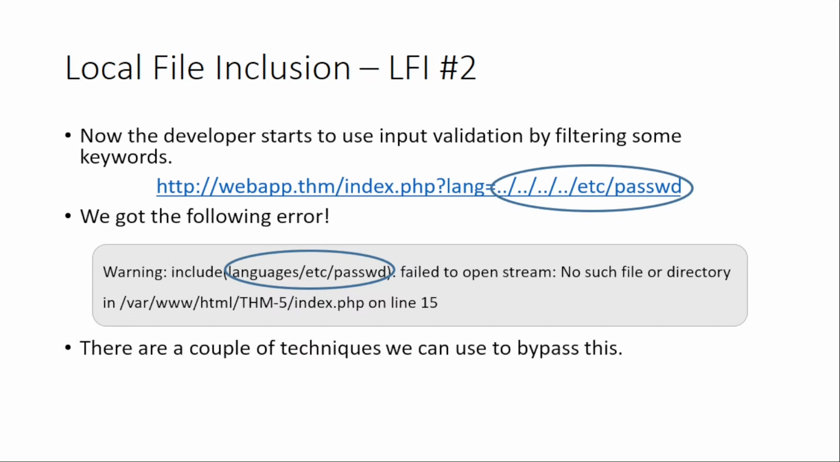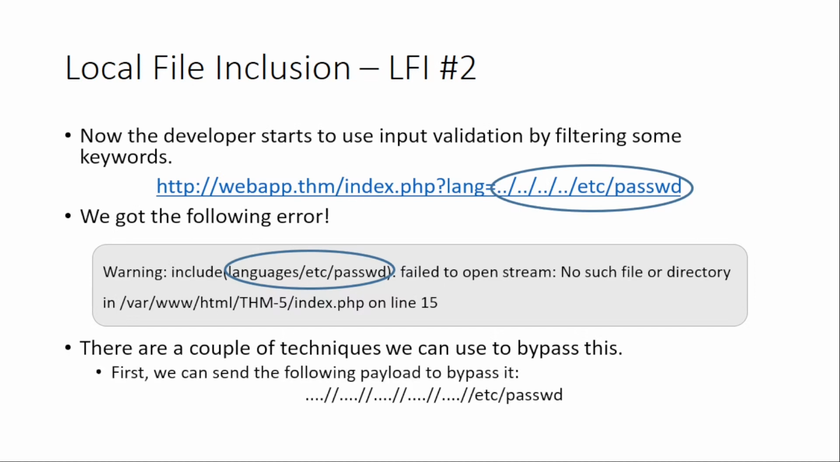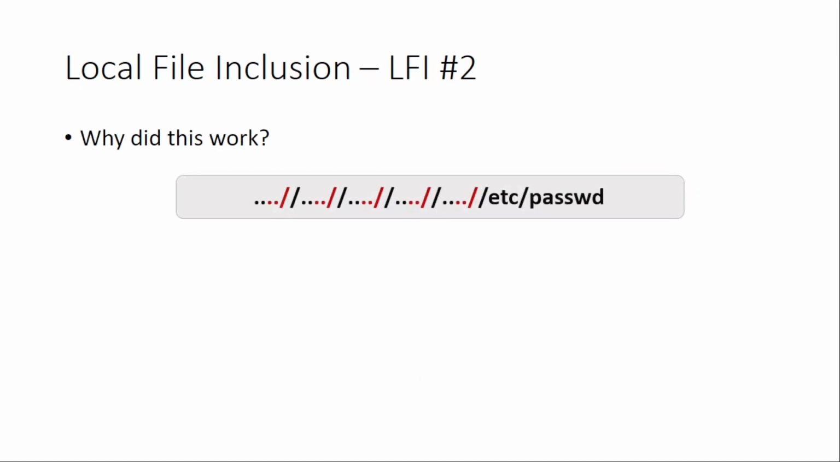So there are a couple of techniques that we can use to bypass this. One of them would be to just send this. So why does this work? It works because the PHP filter only matches and replaces the first substring it finds and doesn't do another pass, leaving what is here like this. So let's try it out in lab 5.